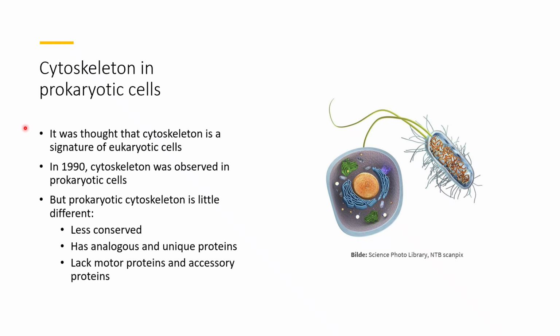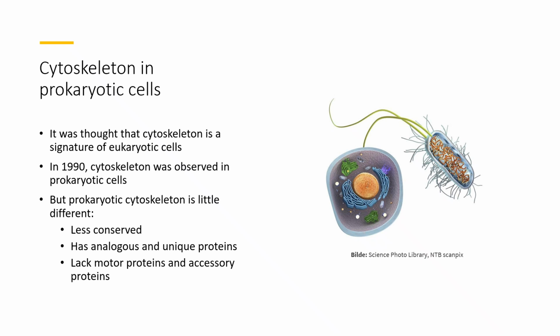For a long time, it was thought that cytoskeleton is a special feature that is only found inside eukaryotic cells. So it was thought of as a signature of eukaryotic cells. But later, in 1990, it was observed in prokaryotic cells. But the prokaryotic cytoskeleton is a little different from eukaryotic cytoskeleton in several ways.